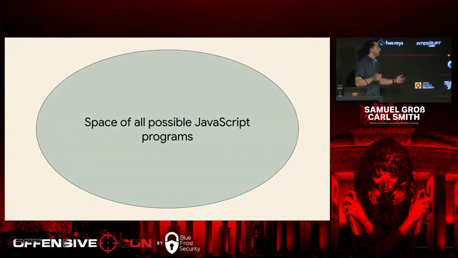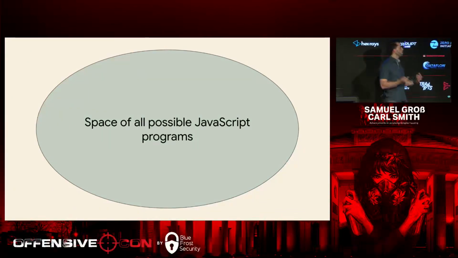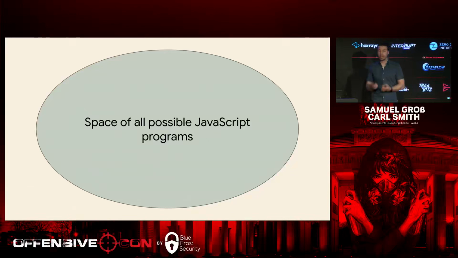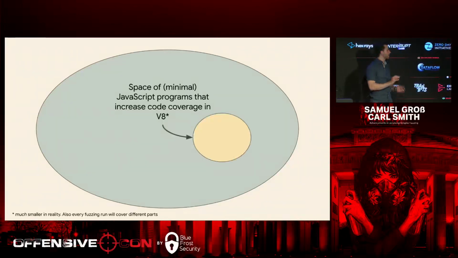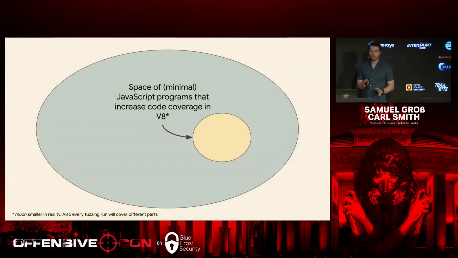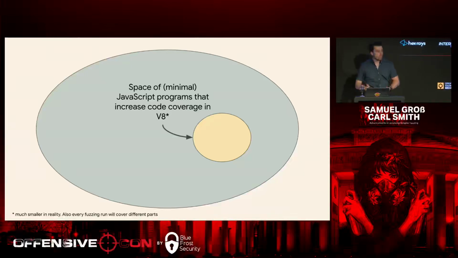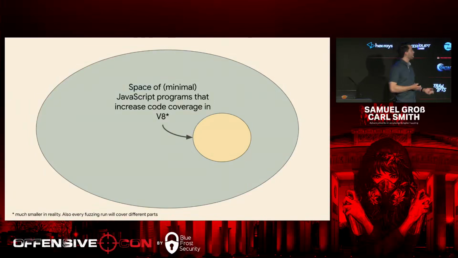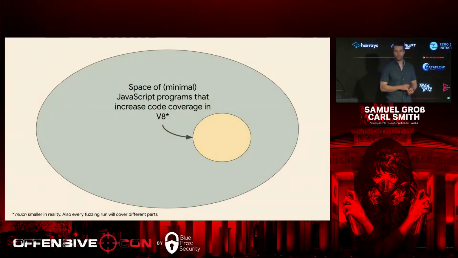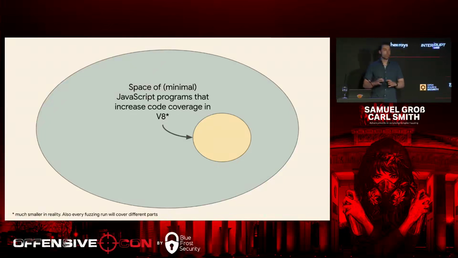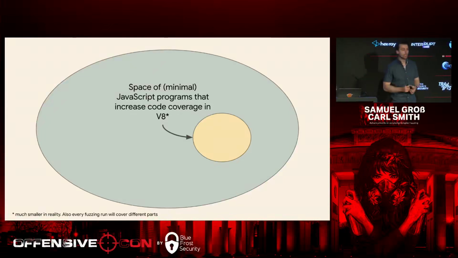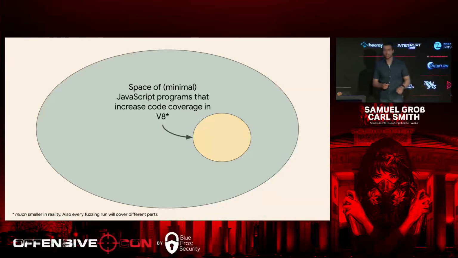Now, of course, the space is so gigantic that you need some guidance to steer your fuzzer towards where you think the bugs are. And what Fuzzilli is doing, and what most modern fuzzers do, is use code coverage as this metric. With code coverage, basically it means your corpus, the set of programs you mutate, maybe comes from this area. Probably in reality it's much smaller.